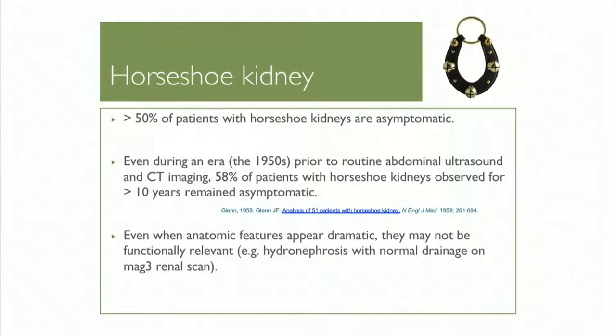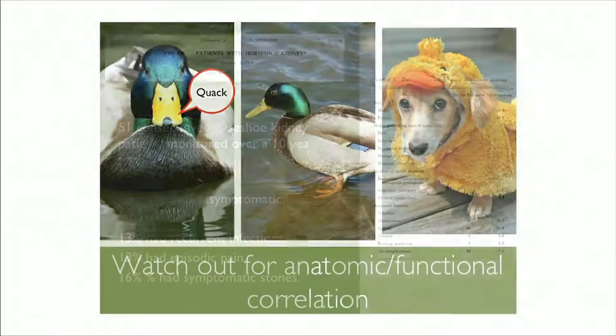So keep in mind, horseshoe kidneys are generally asymptomatic. More than 50% of patients that have them are asymptomatic. Even back in the 1950s, before patients were getting routine abdominal ultrasounds, of patients followed for more than 10 years, the majority were asymptomatic. Also keep in mind that even when the anatomic features look very dramatic, such as hydronephrosis, they may not be functionally relevant. Even though it may look like a duck, it may not be a duck in the case of the horseshoe kidney. So watch out for that anatomic functional correlation.